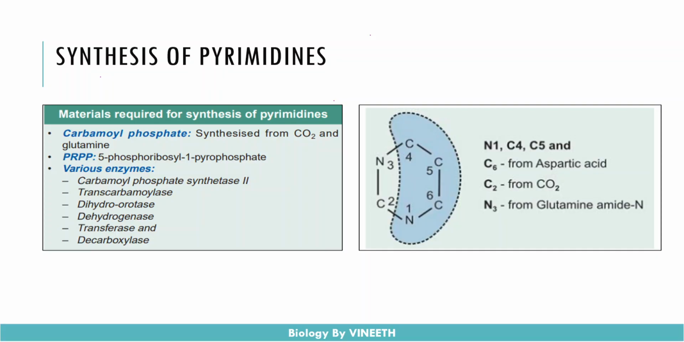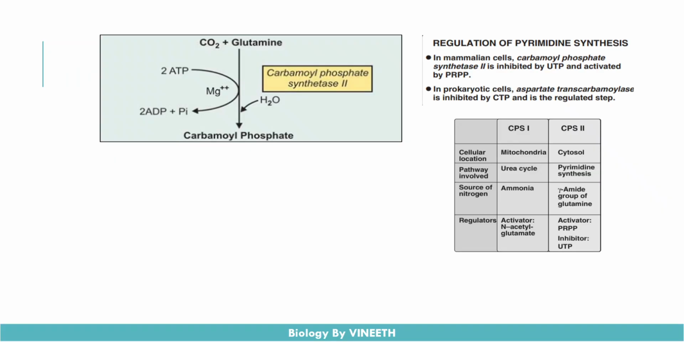And there are various enzymes like CPS2, carbamyl phosphate synthase 2, involved in the pyrimidine synthesis, and transcarbamylase, dehydrogenase, transferase and the decarboxylase. And there is one special enzyme in this pathway, a single bifunctional enzyme. So we'll discuss that also.